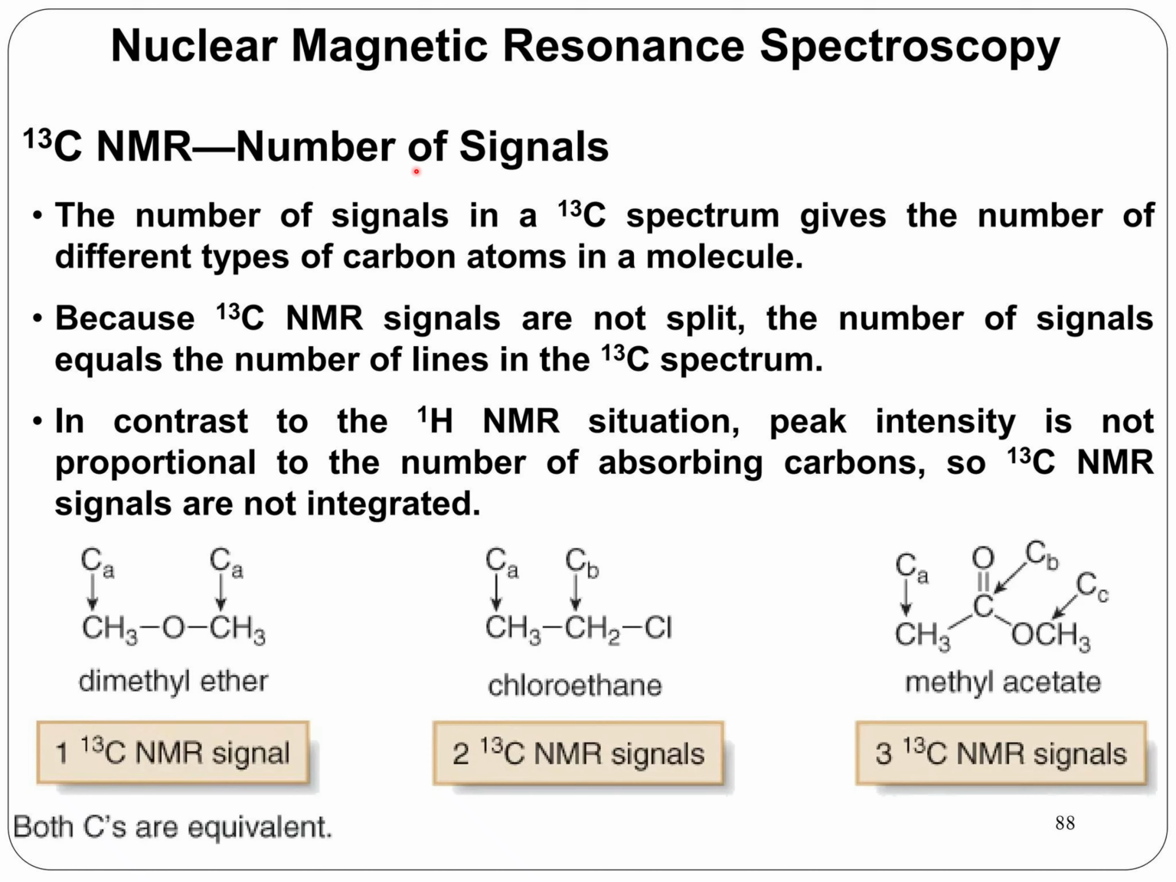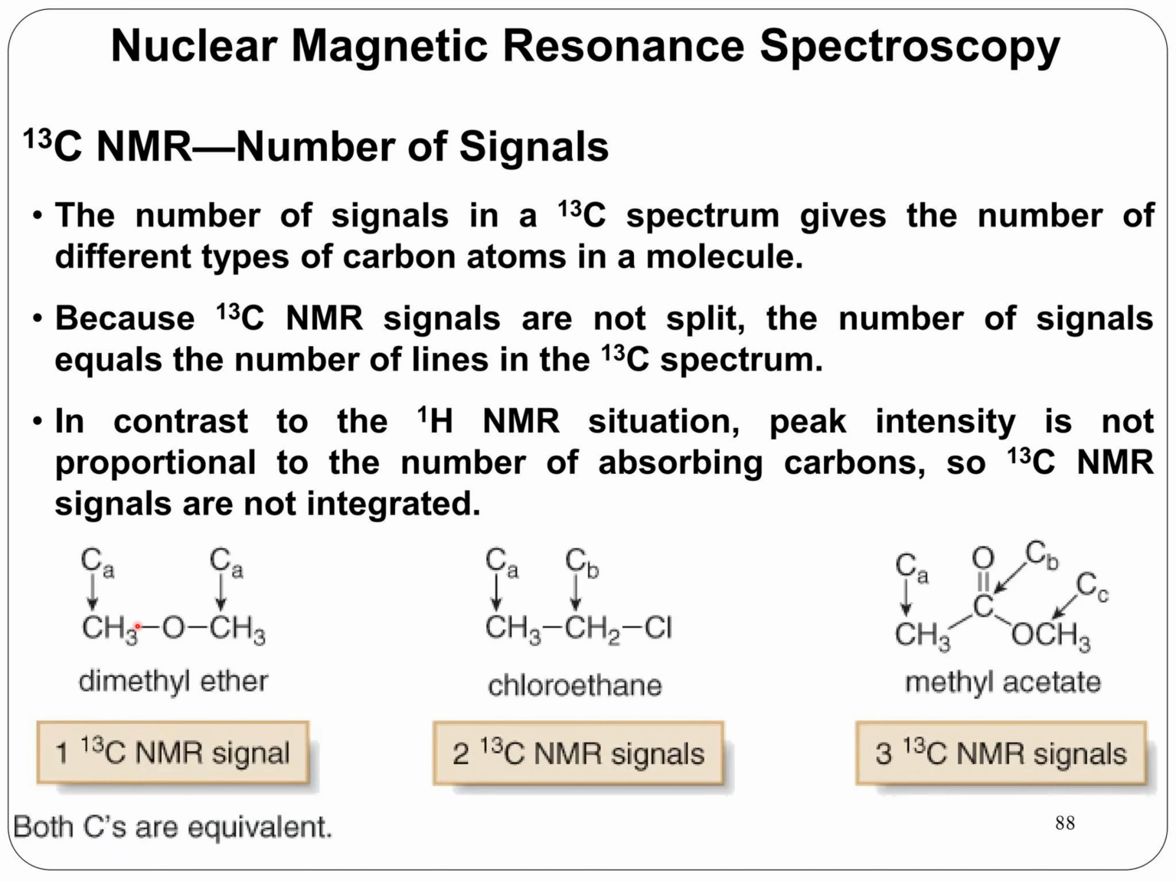So the number of signals in a carbon NMR spectrum gives the number of different types of carbon atoms in a molecule. Actually, this is equal to the proton NMR. Because carbon NMR signals are not split, the number of signals equals the number of lines in the carbon spectrum. In contrast to proton NMR, peak intensity is not proportional to the number of observed carbons. So carbon NMR signals are not integrated.